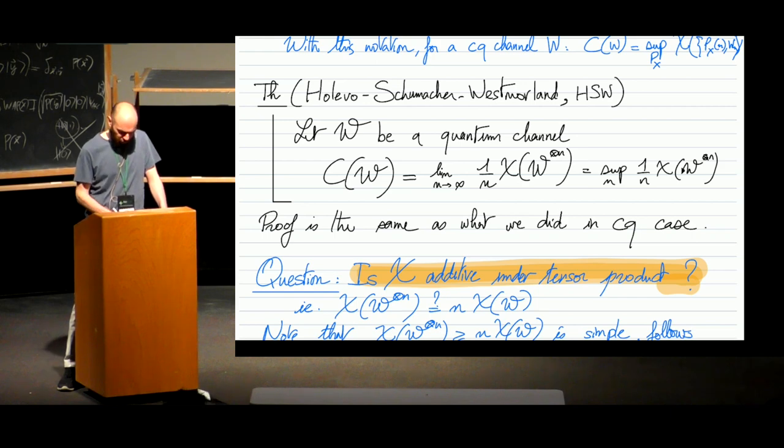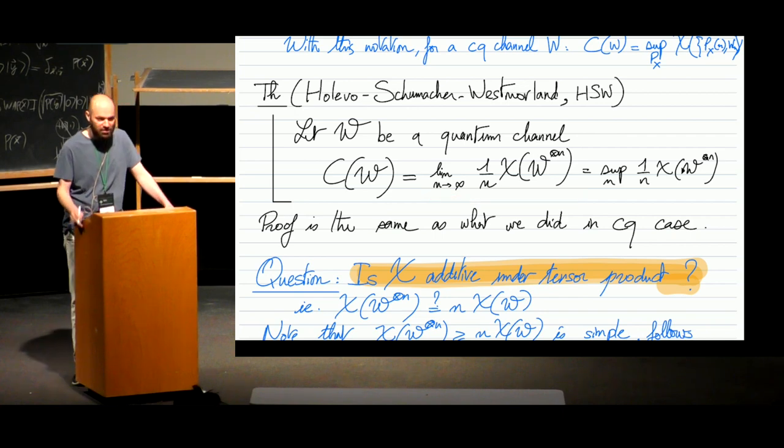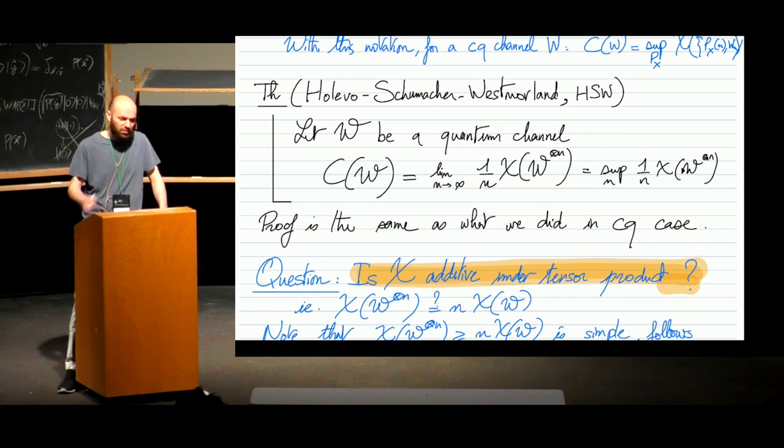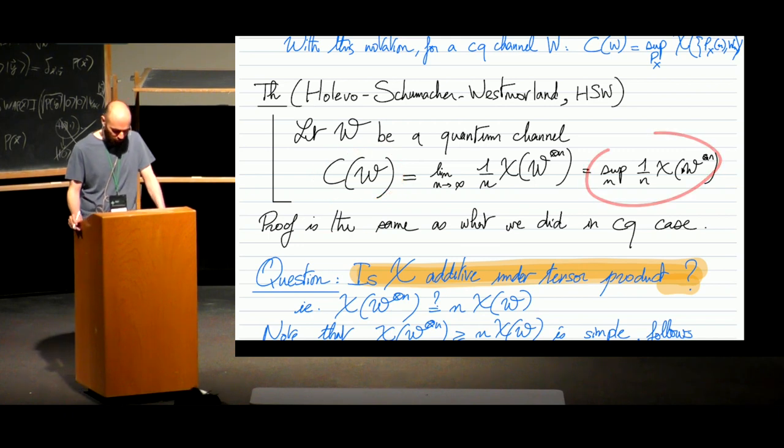In the fully quantum case, in the quantum channel case, we still have this result, and basically it was the same proof as what we did in the CQ channels. You just have to carry around this optimization over the sigma AXs. But as I said before, this expression is not super useful because it's difficult to compute. It also involves a limit in the definition of C of W, so you might wonder why it is useful.